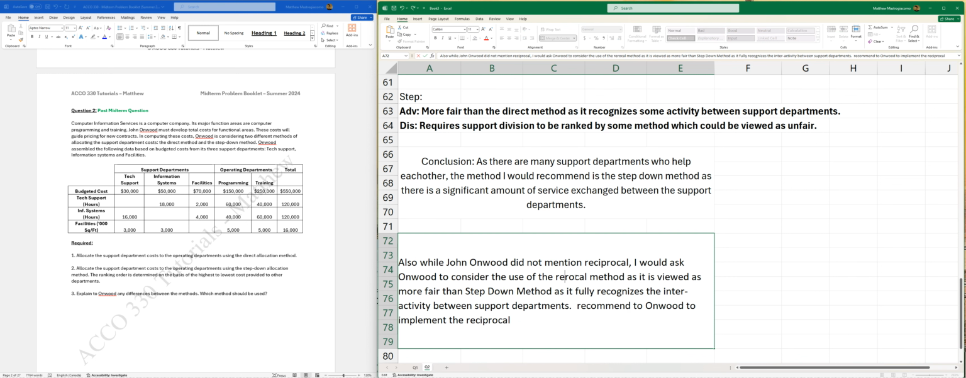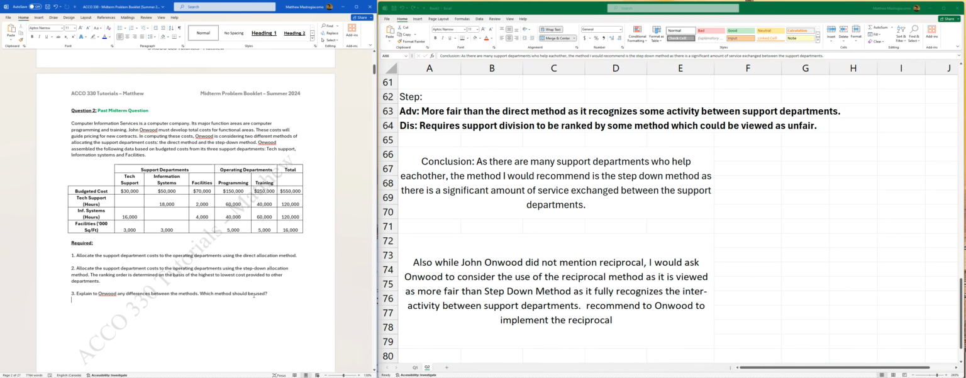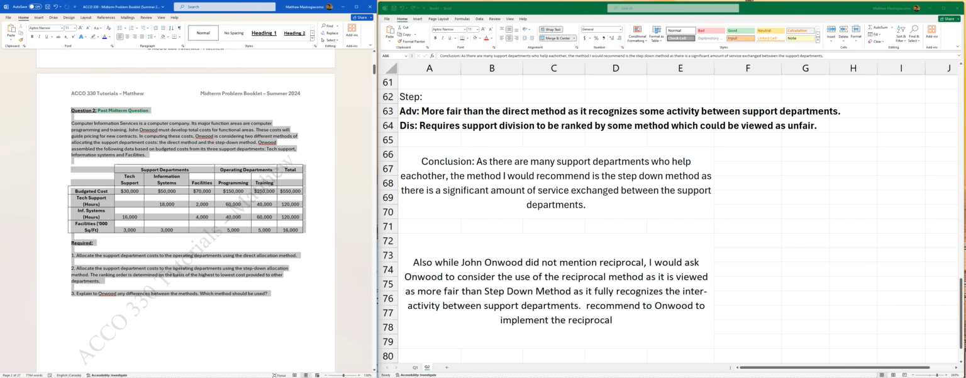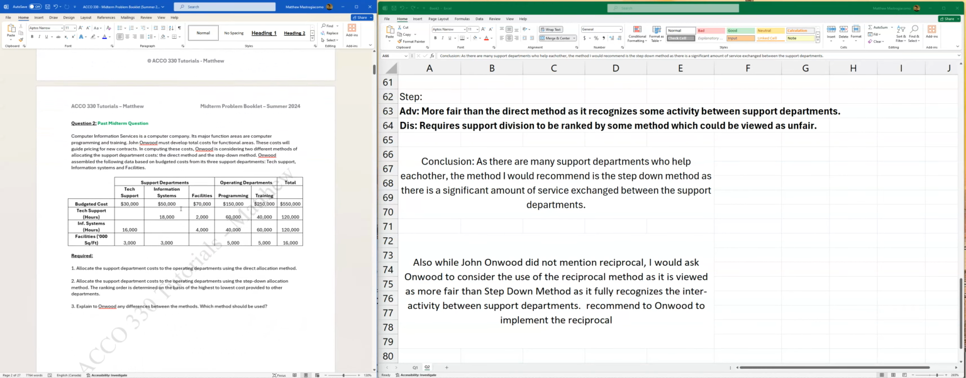Like my spelling, reciprocal. There we go. Okay. Now, guys, just like that, you've now done a past midterm question for chapter 15 on period cost allocation. Wow. You can tell how tired I am.